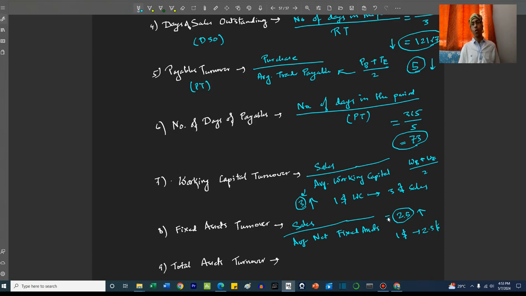Same goes for total assets turnover. This is sales or revenue divided by average total assets. Average total assets is basically total assets at the beginning of the period plus total assets at the end of the period divided by 2. Here let's say the number is 1.5. This means that $1 of assets is producing $1.5 of revenue. Generally, in this simple manner, we can understand that the higher this number is, the better it is.